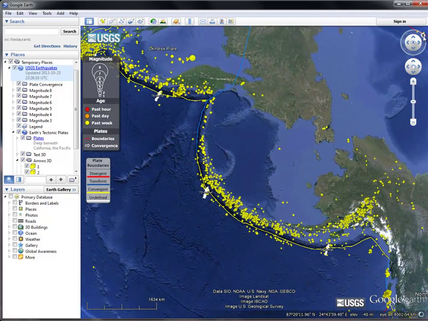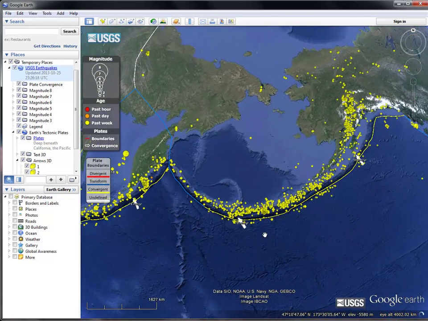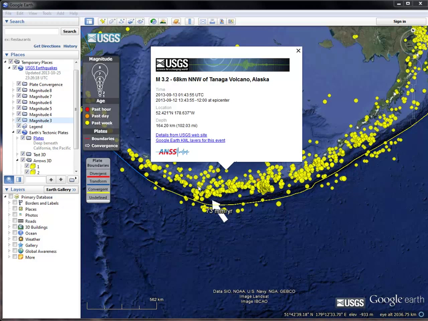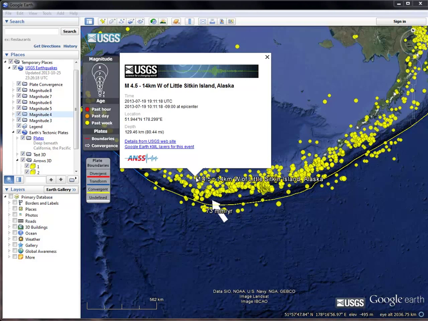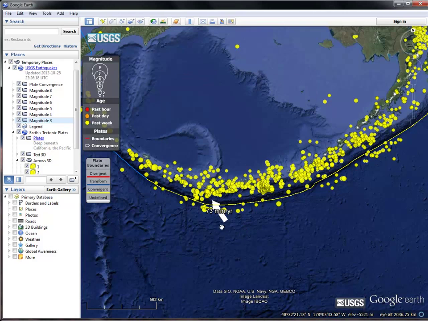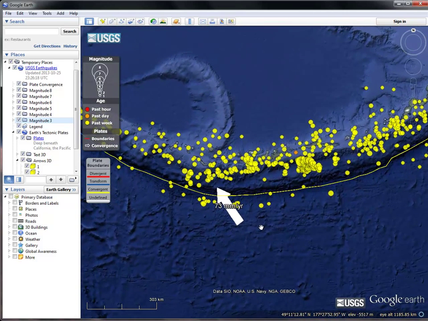Zoom in to the Aleutian Island Arc, the string of islands that formed offshore mainland Alaska. This is a convergent plate boundary, delineated by the yellow line. Here, the Pacific plate is being thrust underneath the North American plate in a subduction zone. If you click on any of the yellow spots, which represent earthquake epicenters, information about each earthquake is displayed.